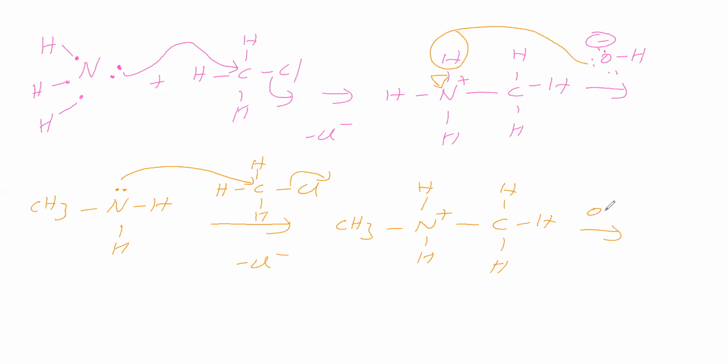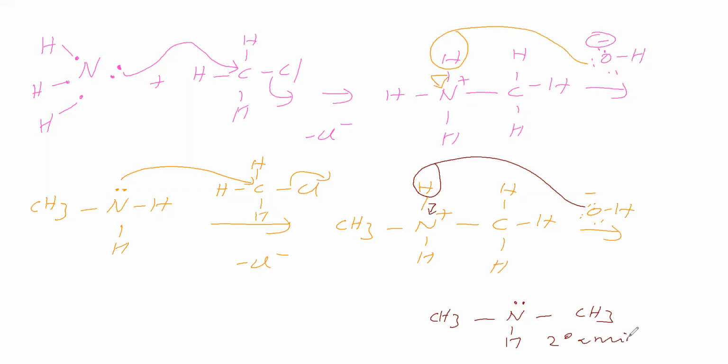Now we add a base, this OH minus. In this OH minus, O has 3 lone pairs. This OH minus abstracts a proton, so this bond pair becomes a lone pair, like this. So what we get is CH3, NH with a lone pair, and CH3. This N has one hydrogen, therefore it is called a secondary amine.